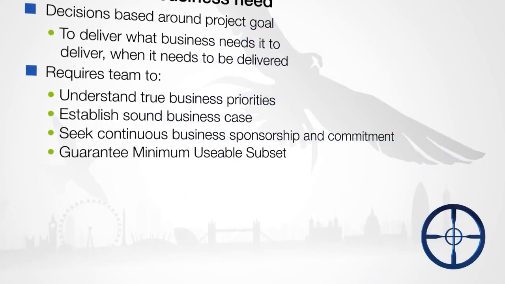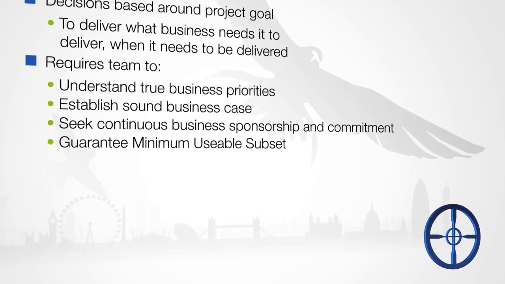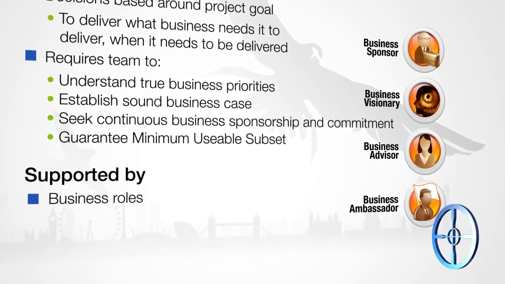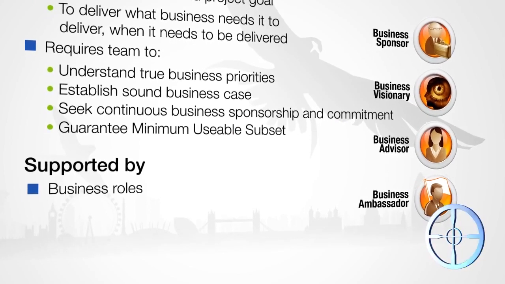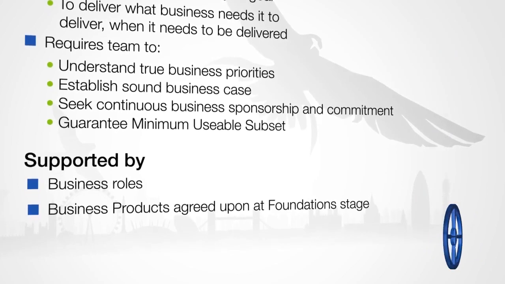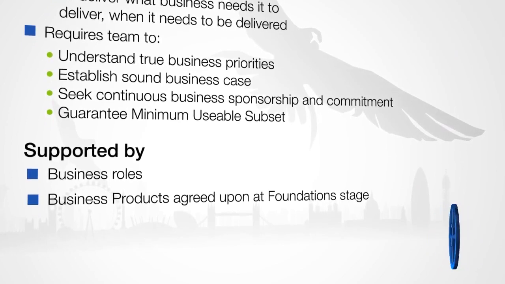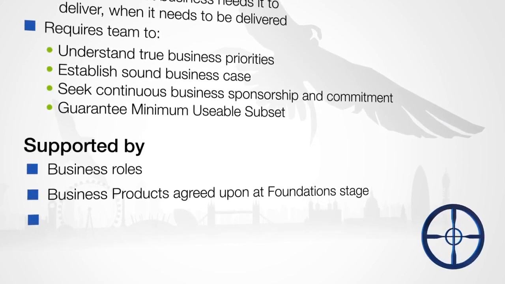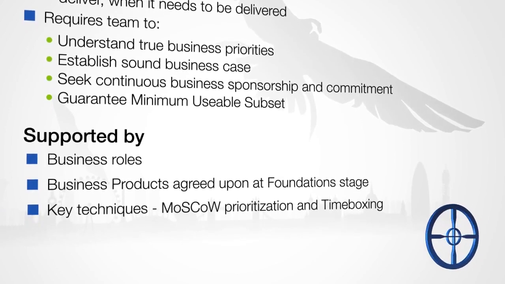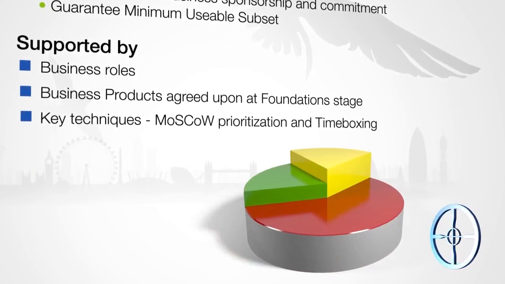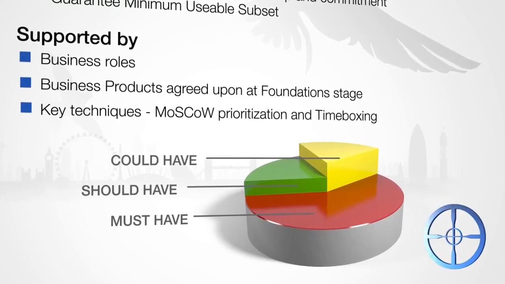The minimum usable subset represents the must-have requirements defined using the MoSCoW technique. The business roles that are defined in Agile Project Management ensure there is a high level of business involvement in the project. The business products that are created in the foundations phase provide a clear statement of the business vision for the project. The prioritized requirements list by the end of foundations defines the overall scope of the project and is prioritized using the MoSCoW technique. This defines the high-level must-have, should-have, could-have, and won't-have for now requirements for the project.